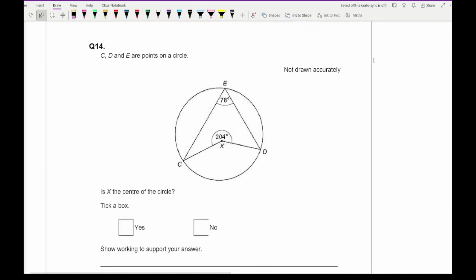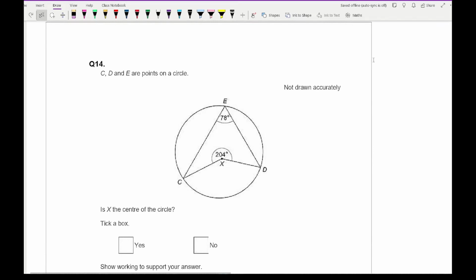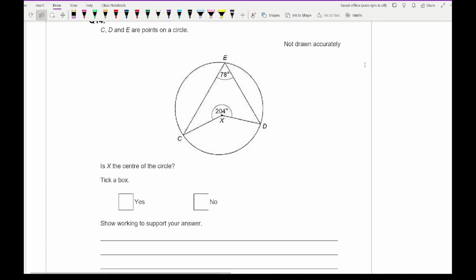Moving on to question 14. So again, we're looking at circle theorems. It says that C, D, E are points on a circle. Is X in the center of the circle? So let's have a look first.